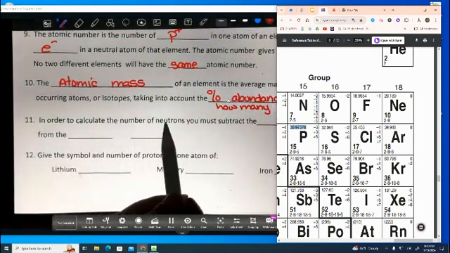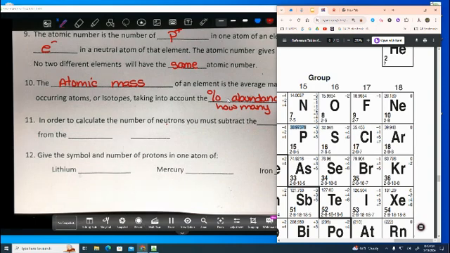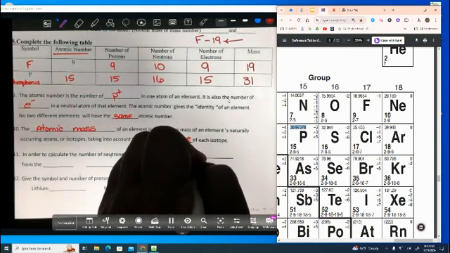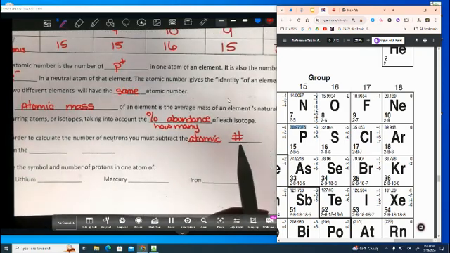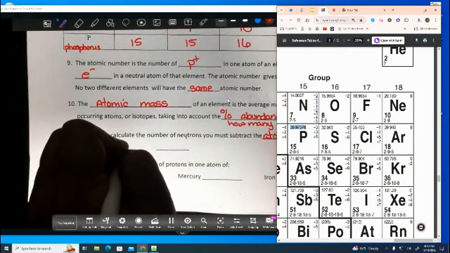In order to calculate the number of neutrons, you must subtract the blank from the blank. Be careful of the order that you put these in. We are subtracting the atomic number from the mass. Perfect. Atomic number. I'm going to use the number sign. That's not a hashtag. You guys know that's a number sign? Okay, good. And from the mass number.